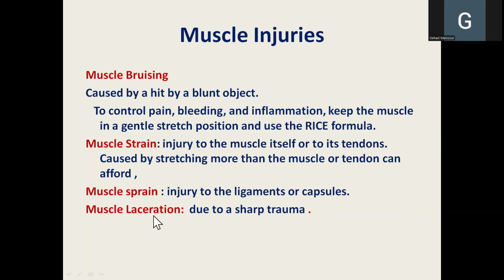But a muscle laceration, on the other hand, is a tear in the muscle fibers because of a sharp trauma. Strain is a term that describes a muscle or a tendon when it is stretched more than it can afford, whereas a sprain results from overstretching or torsion, or twisting, of a ligament or a capsule, and a capsule is the connective tissue outer coat of the joint.